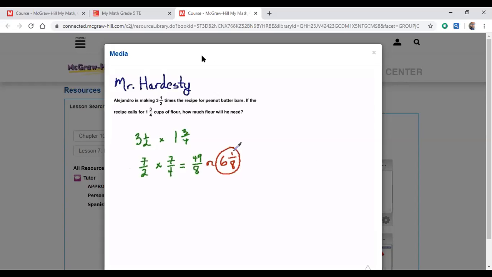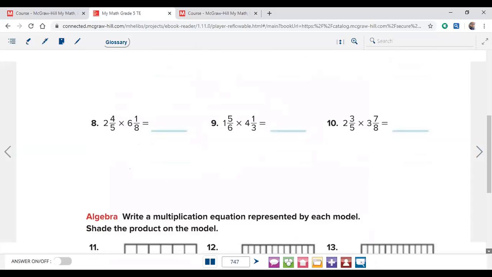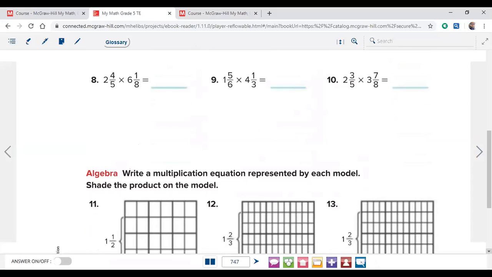Right. Now, in the new book, in page number 747, as you see here, we did this until number 7 yesterday. Today we are going from number 8. Okay. 2 and 4 out of 5 times 6 and 1 out of 8. Okay, it's a mixed number times a mixed number.